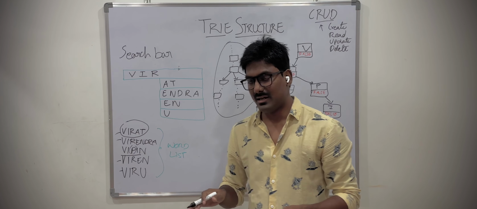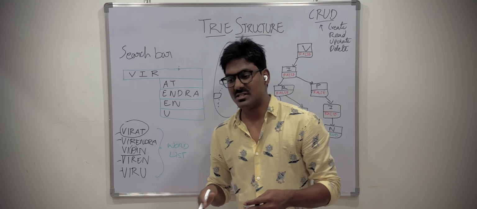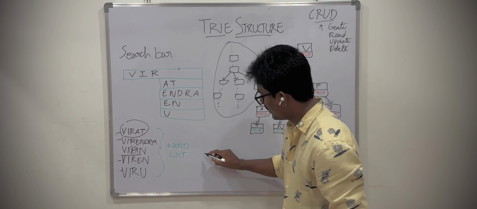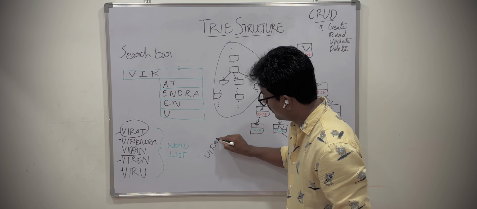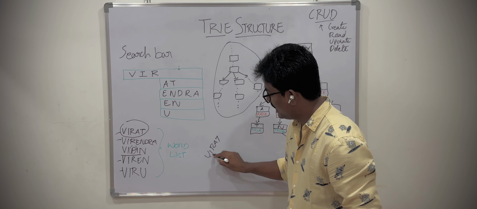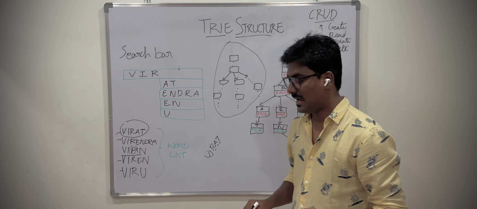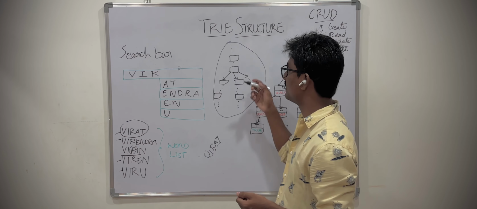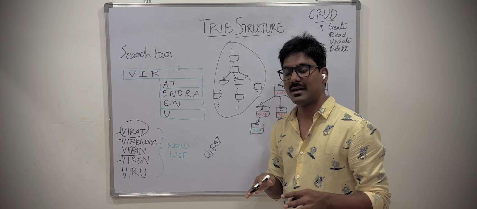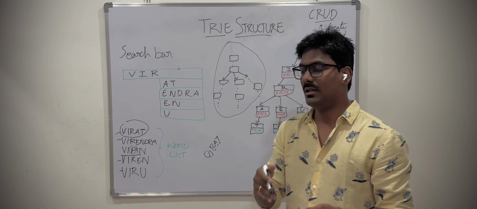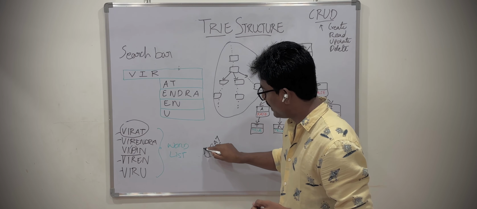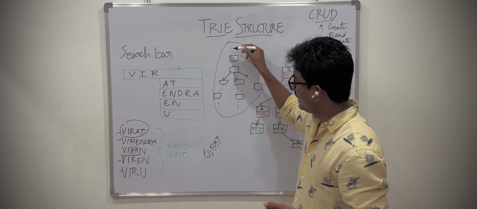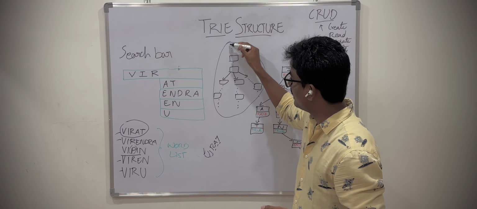So let's take Virat as a word which is being fed into the system. Now what happens is, we will take each and every character sequentially and try to insert it in the tree. Now let's come to V. Obviously the algorithm tries to go from the root, and since this is V, it will try to check the root. Let's say this is the root.